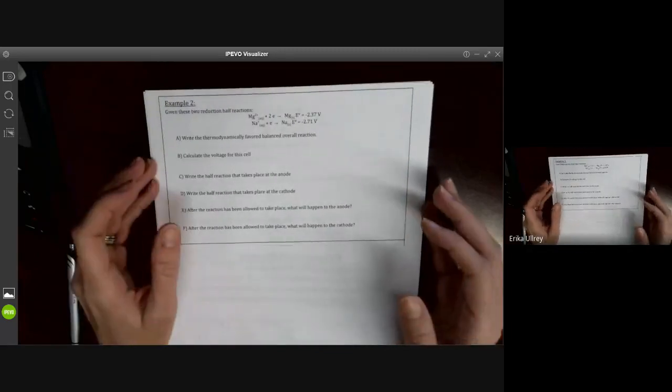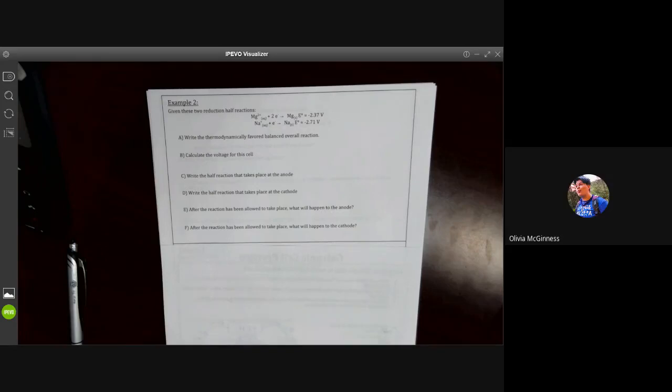So example 2, it says, given these two half reactions, write a thermodynamically favored balanced overall reaction. So what are we going to do to get an overall balanced reaction? What would we need to do? What are we going to flip? Olivia, what do you think? Do we have to flip both of them first?